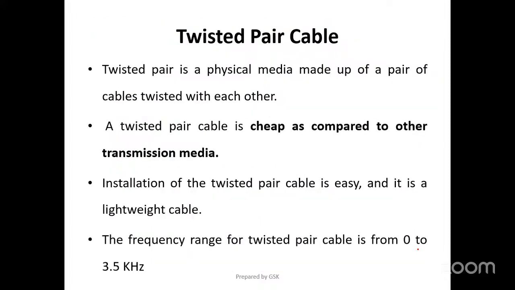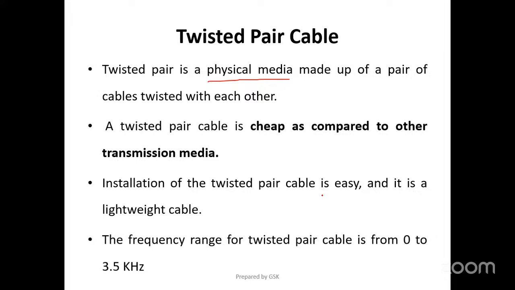Then, as we covered just now, in guided media we have different types of cables, right? Twisted, optical, coaxial. Let us start the discussion about the different types of cables. First one is the twisted pair cable. By the name, you can understand that the cables are twisted. Now, twisted pair is a physical media. Obviously, we covered that all guided media are physical media. We are using cables, wires.